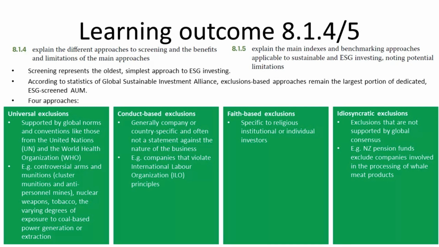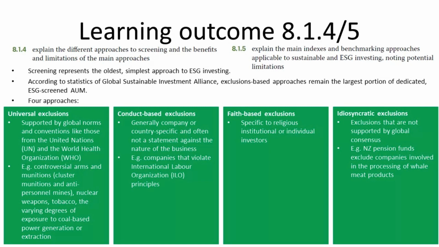First, universal exclusions. They are supported by global norms and conventions, like those of the United Nations and World Health Organization, such as controversial arms and munitions, cluster munitions, anti-personnel mines, and nuclear weapons, tobacco, and varying degrees of exposure to coal-based power generation or extraction.